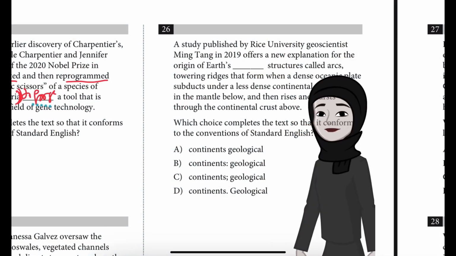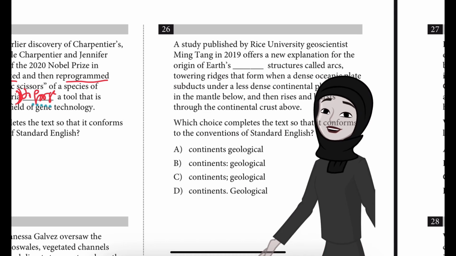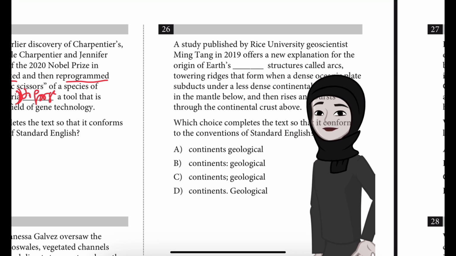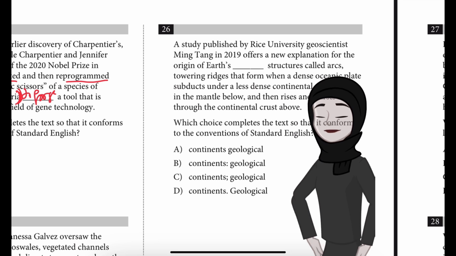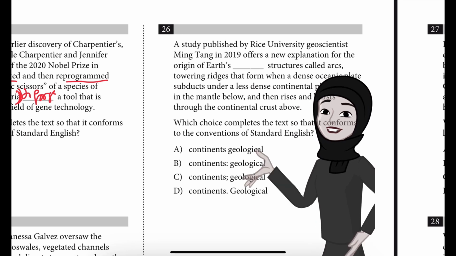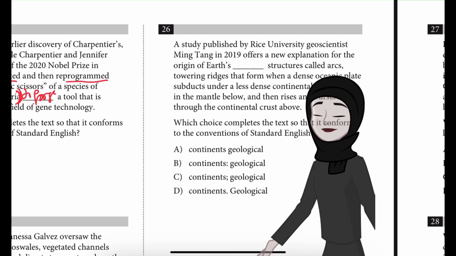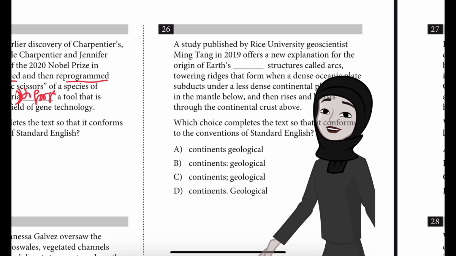So now moving on to question number 26, let's read it first. A study published by Rice University geoscientist Ming Tang in 2019 offers a new explanation for the origin of Earth's blank structures called arcs, towering ridges that form when a dense oceanic plate subducts under a less dense continental plate, melts in the mantle below, and then rises and bursts through the continental crust above. Which choice completes the text so that it conforms to the conventions of standard English?